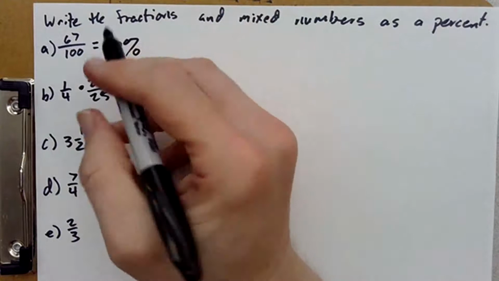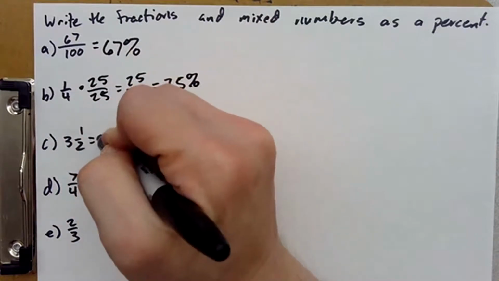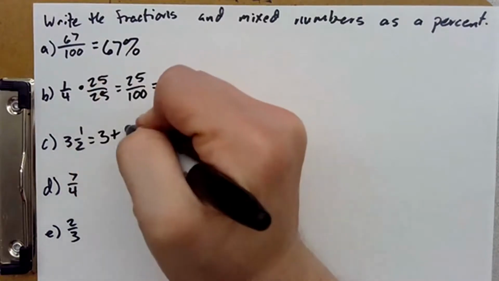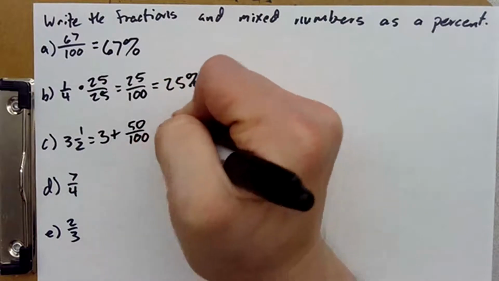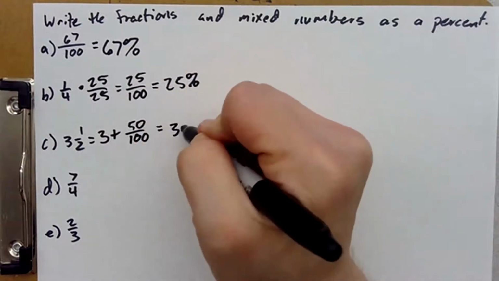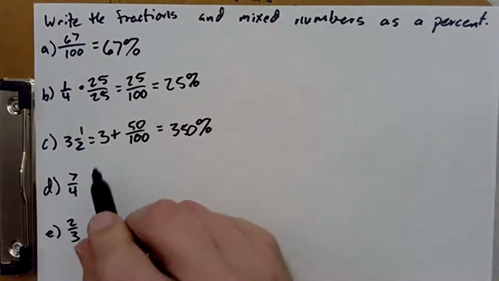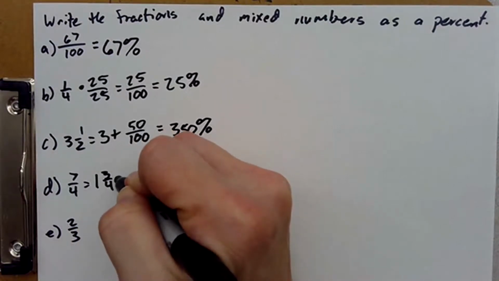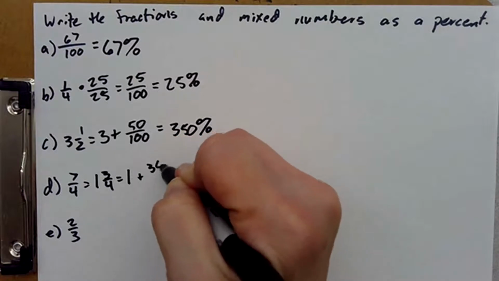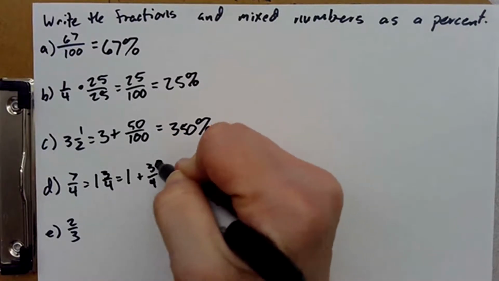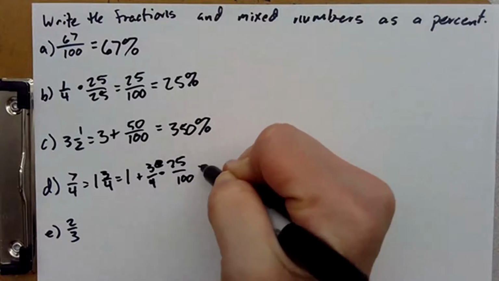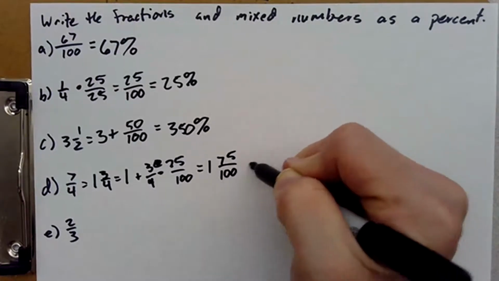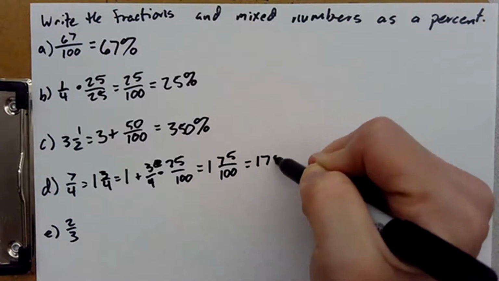Here we've got 3.5. Well, that's the same. We can write this as 3 plus 1/2, and 1/2 is 50 over 100. So that's 350%. 7/4 is 1 3/4. We take that 1 plus 3/4 and multiply it by 25 over 25, we get 1 75 100ths. So we can write that as 175%.